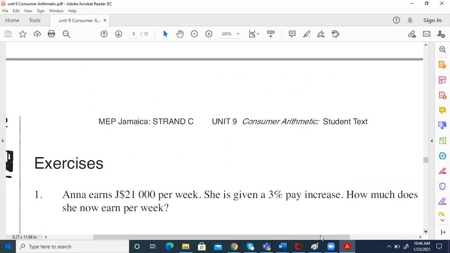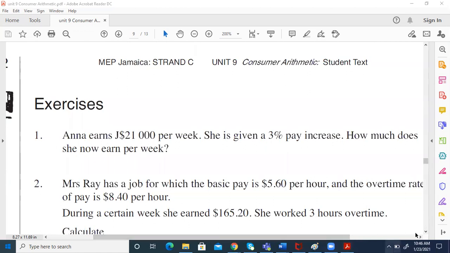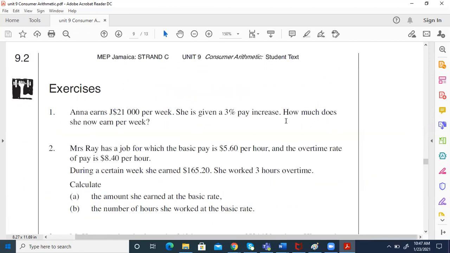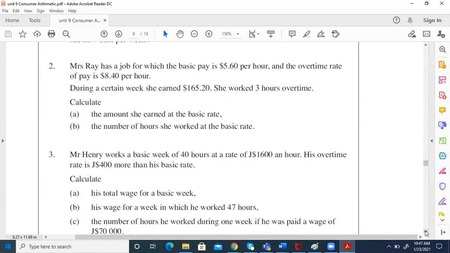Oh, I have some exercises here, about people earning money. Ray has a job. Basic pay is that, overtime rate is that. During a certain week, she earned that. She worked 3 hours overtime. Then you find the amount she earned at the basic rate and the number of hours she worked at the basic rate. So let's just go through some questions.